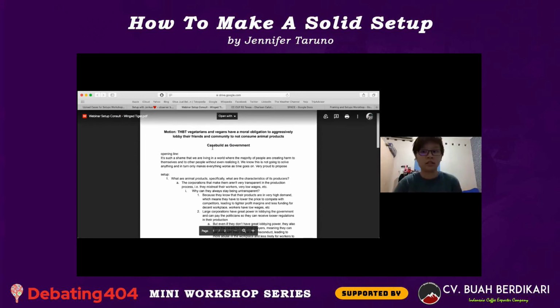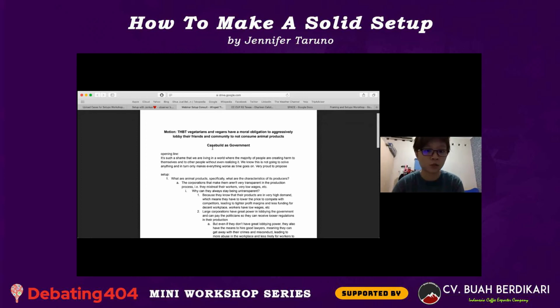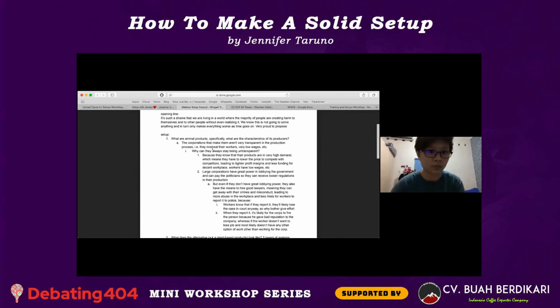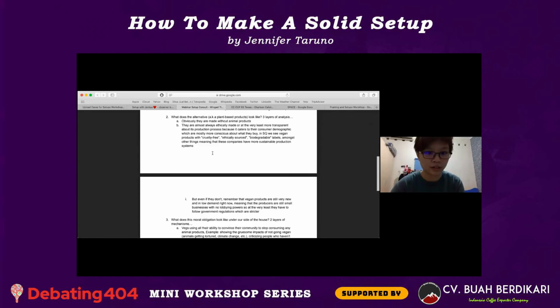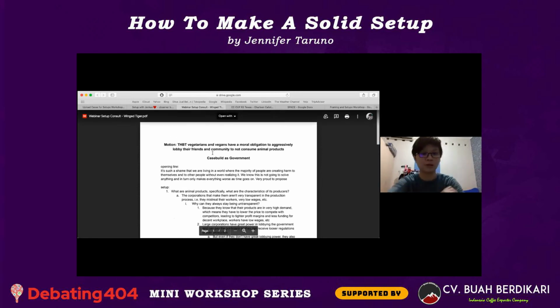So here we have another motion. This House believes that vegetarians and vegans have a moral obligation to aggressively lobby their friends and community to not consume animal products, and they're acting as government. Cool. We have an opening line and a very bulky setup here. Right.